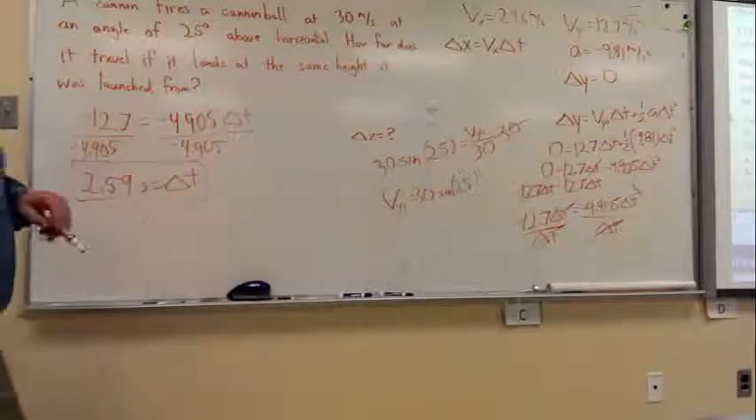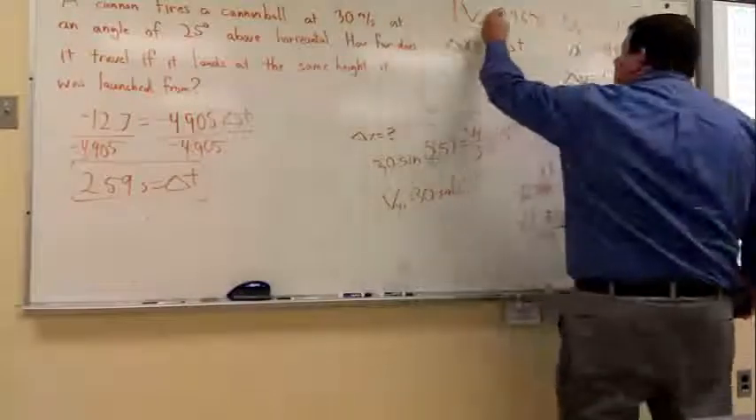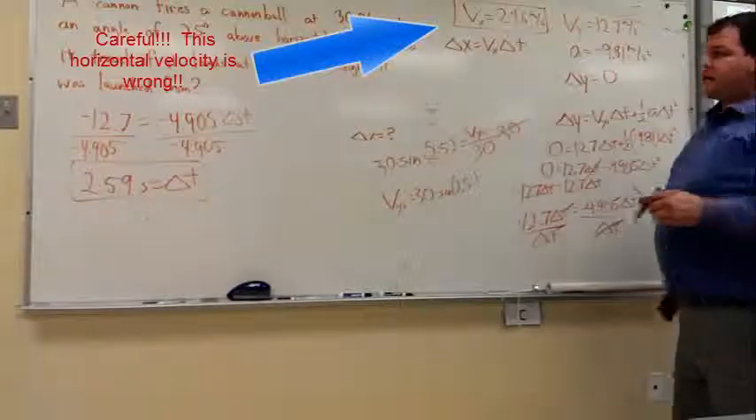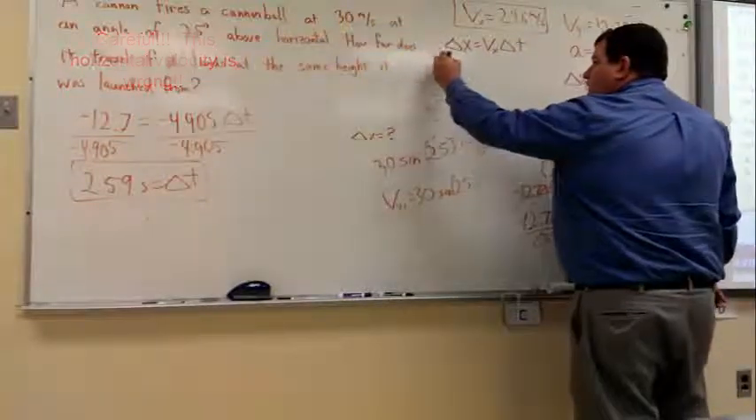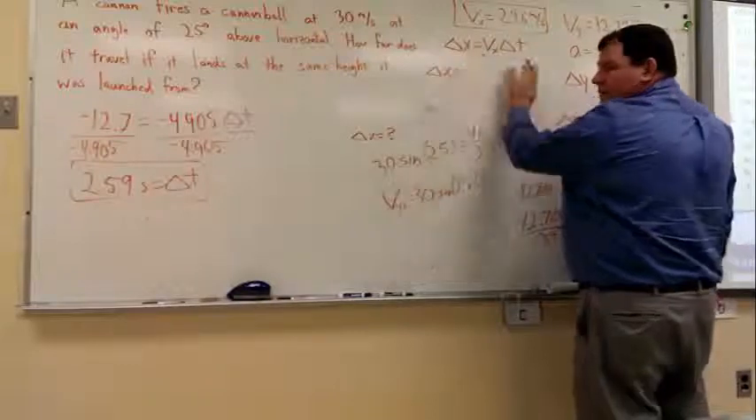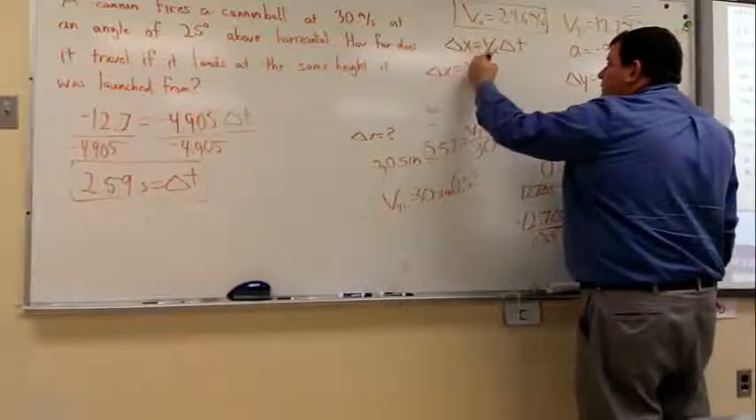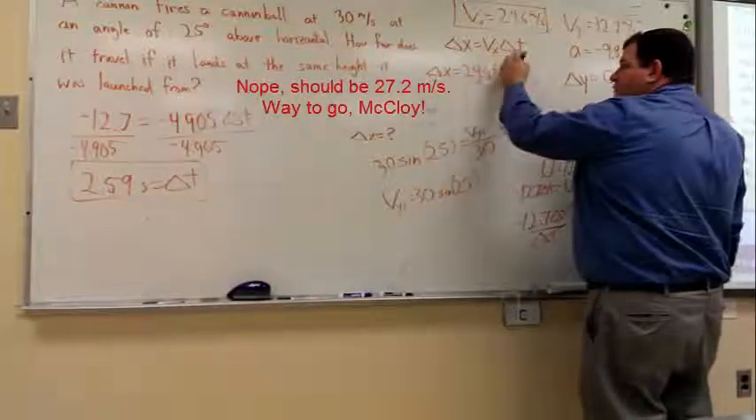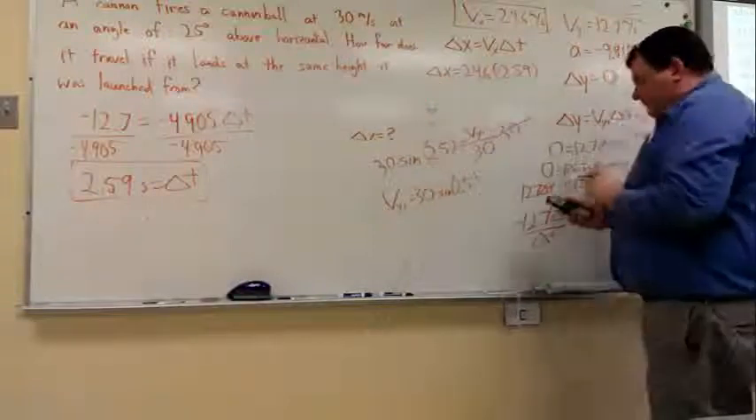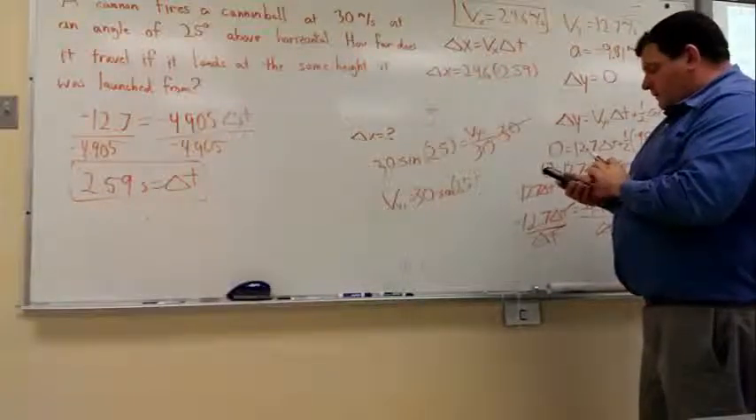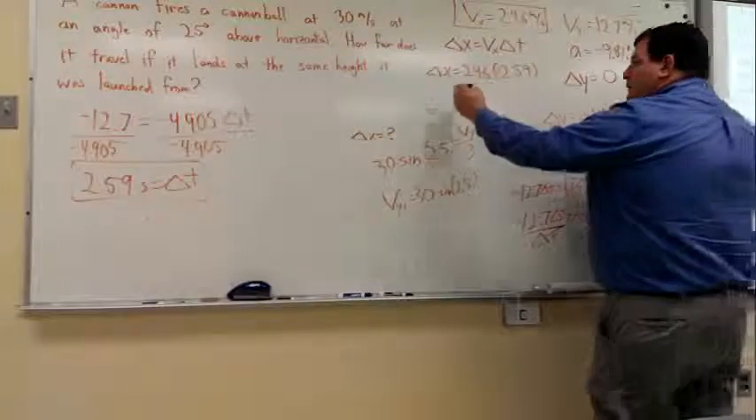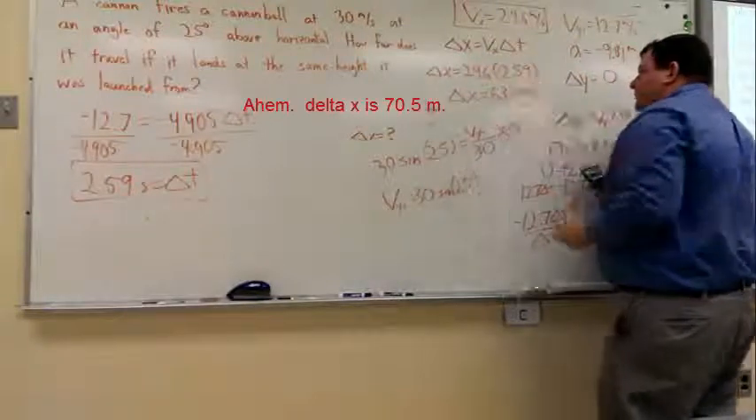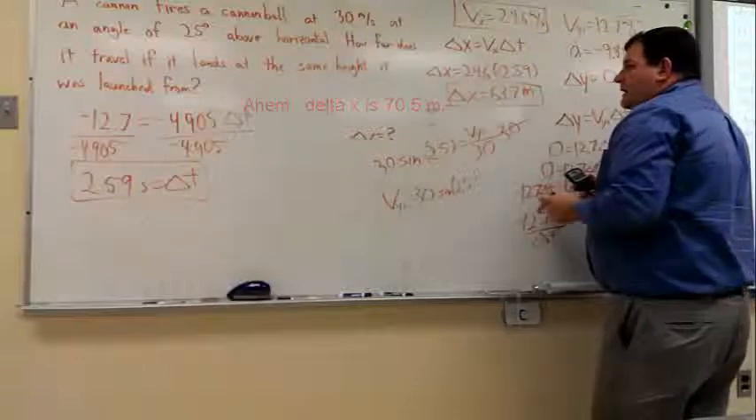Now I know my time. I know my horizontal velocity. I can use those to find my horizontal displacement. 27.2 meters per second times my time, 2.59 seconds, is 70.7 meters. That's my final answer.